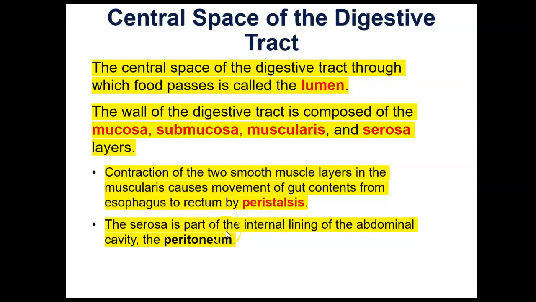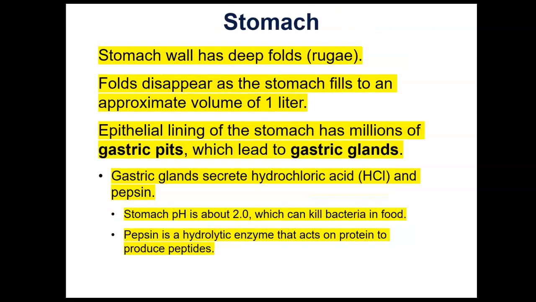And the serosa is part of the internal lining of the abdominal cavity called the peritoneum. So it's actually part of the serous membrane that lines the abdominal cavity. So the serosa, or the outside layer, is also part of the lining of the entire abdominal cavity. All right, the stomach. Let's move on and talk about the stomach.